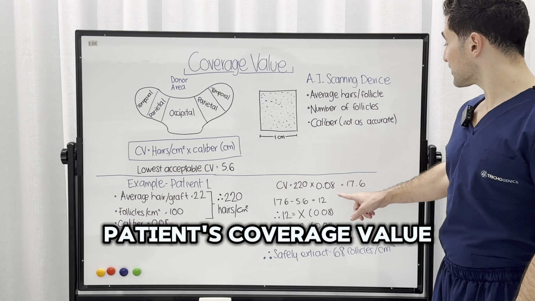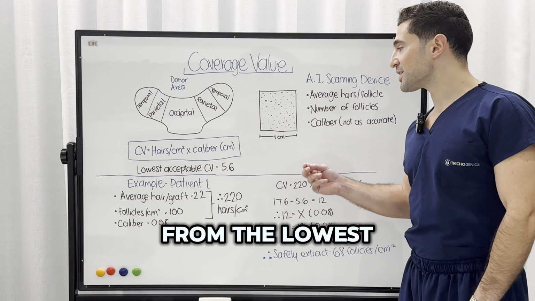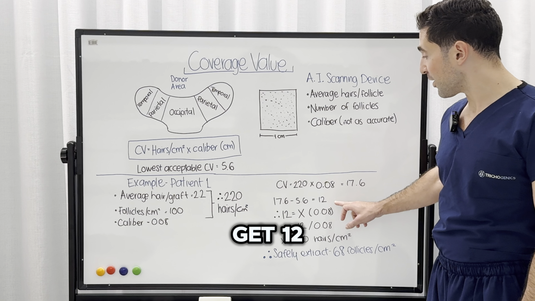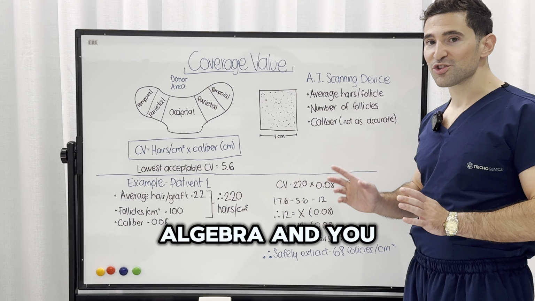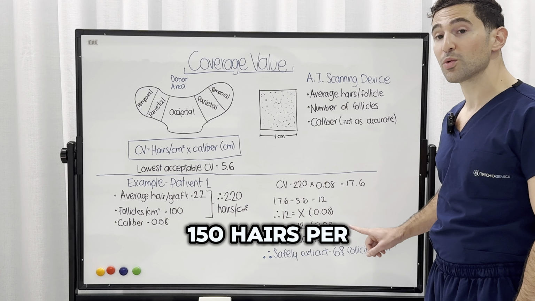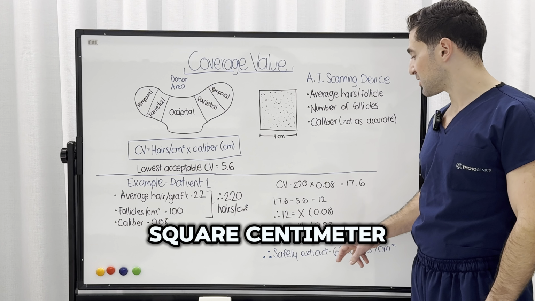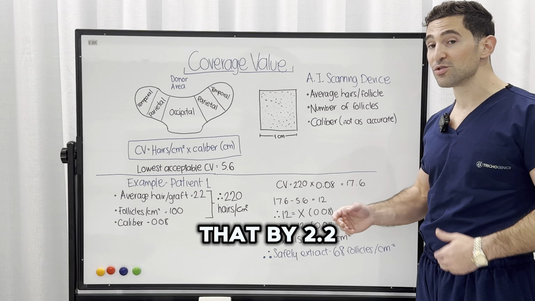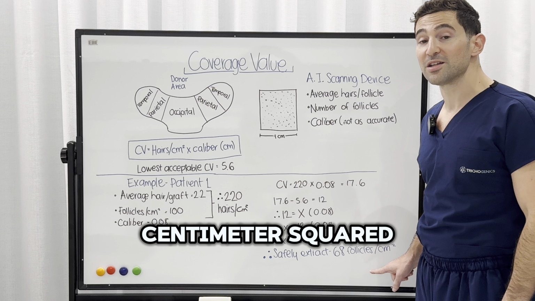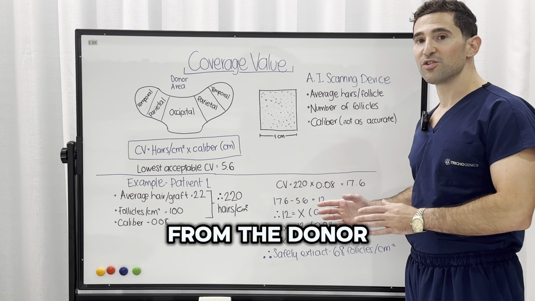Now, if the patient's coverage value is 17.6, we'll minus from it the lowest acceptable coverage value, which is 5.6, and then you get 12. You do simple algebra and you get to the number 150 hairs per square centimeter. Now, if there's 150 hairs per square centimeter, we just divide that by 2.2, the average hairs, and we get 68 follicles per square centimeter, which is the amount of follicles we can safely take from the donor area within a square centimeter.